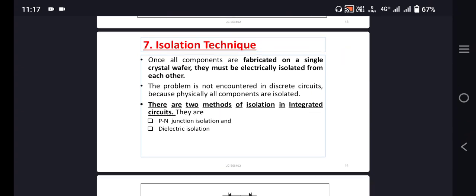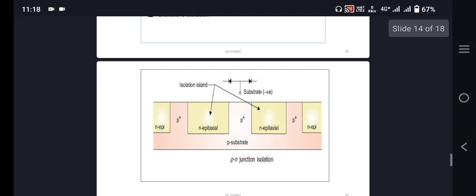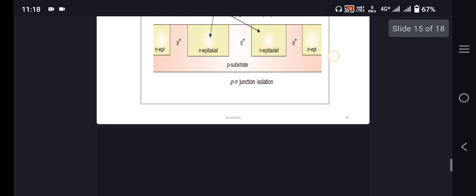Seventh one is isolation techniques. All the components are fabricated on a single crystal wafer. They must be electrically isolated from each other in order to avoid the short circuit. There are two methods normally used for isolation of integrated circuits: PN junction isolation and dielectric isolation. The PN junction isolation is represented by means of this diagram. The P type as well as the N type is isolated by means of this method.